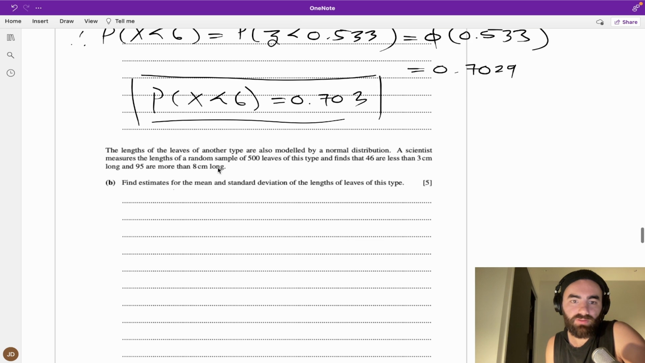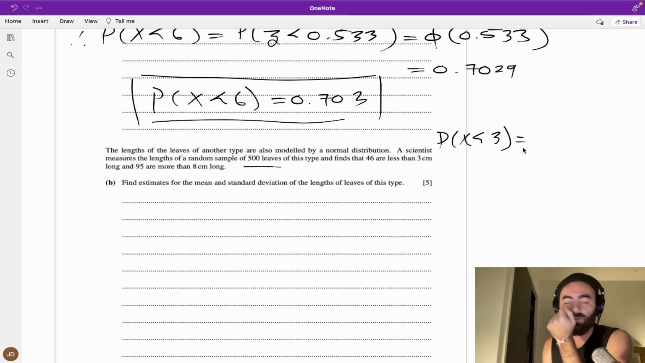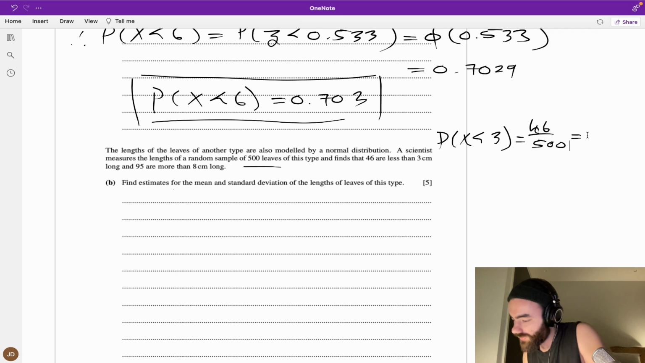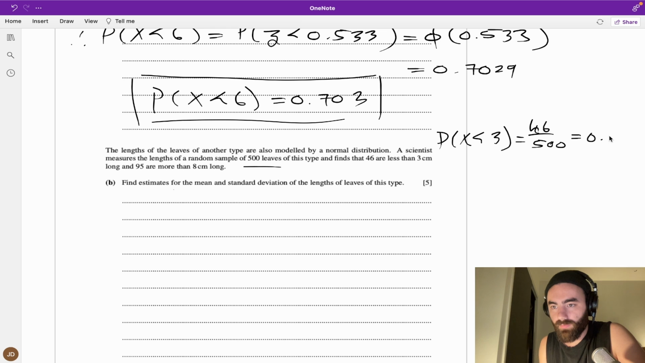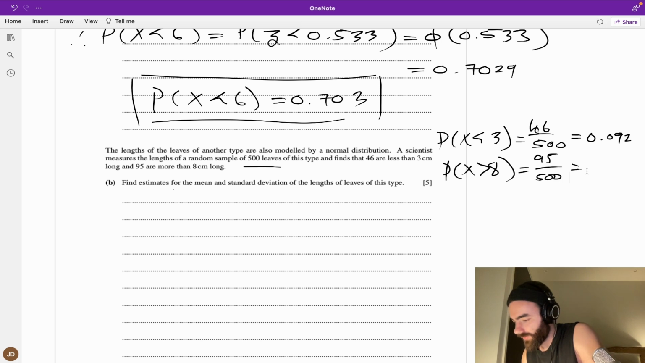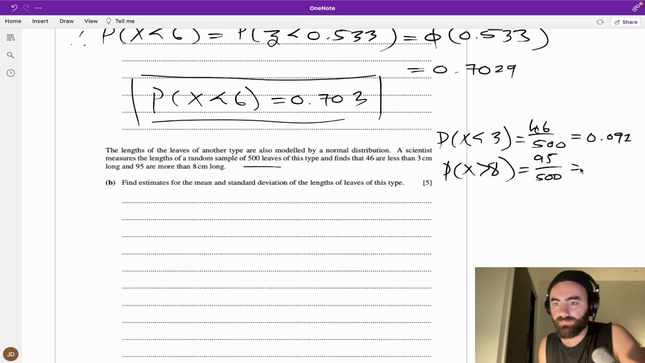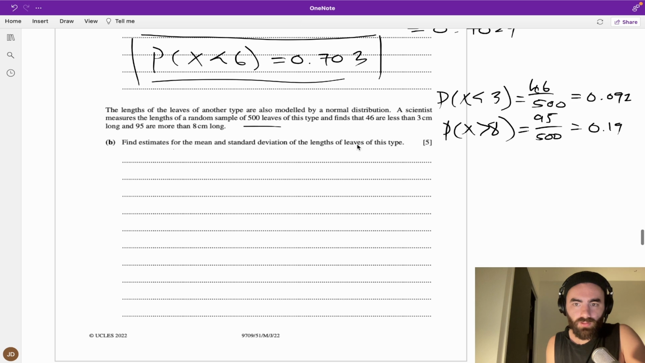Okay. The lengths of leaves of another type are also modeled by a normal distribution. A scientist measured the lengths of a randomly sampled 500 leaves of this type and finds that 46 are less than 3 centimeters long and 95 are more than 8. So the probability that x is less than 3 is equal to 46 over 500, which is 0.092. The probability that x is greater than 8 is going to be 95 divided by 500, which is 0.19. Okay, I'm just jotting down what they tell me.